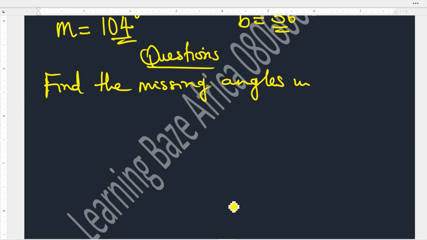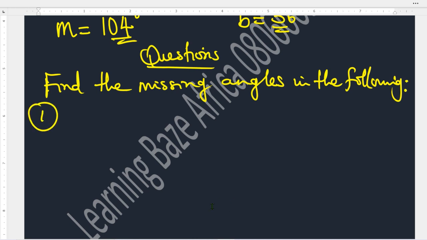Find the missing angles in the following. If you want to have stars for yourselves, please make sure you participate in this.